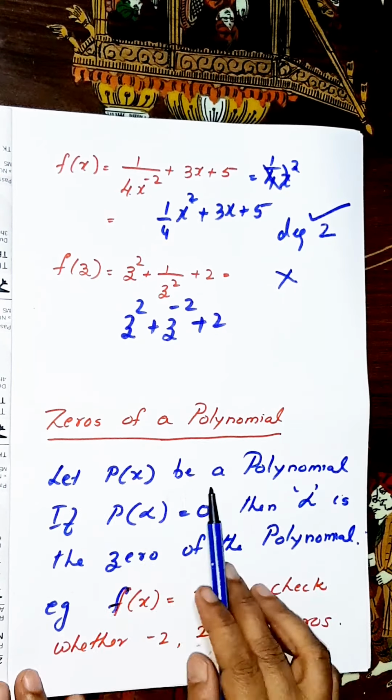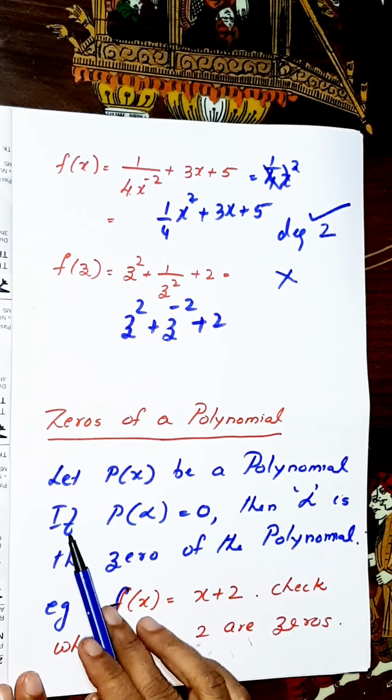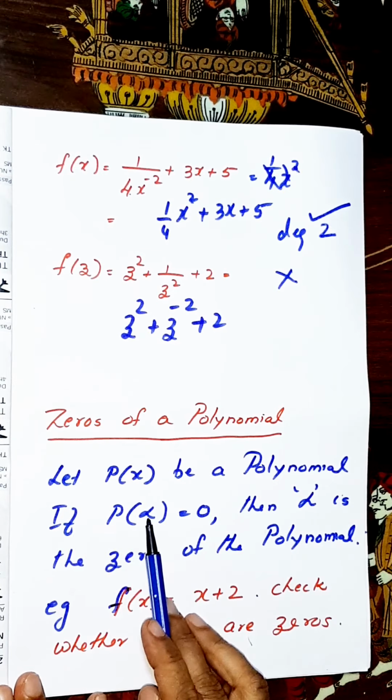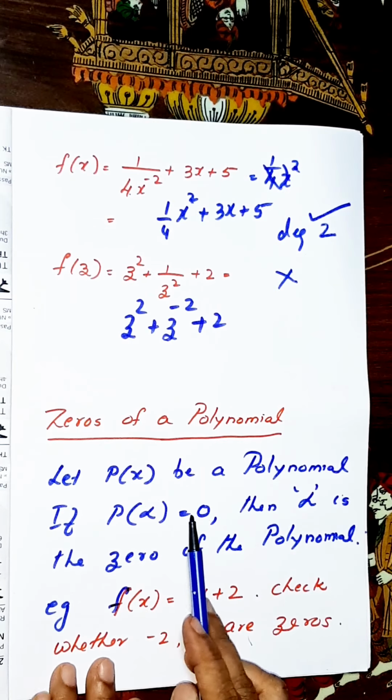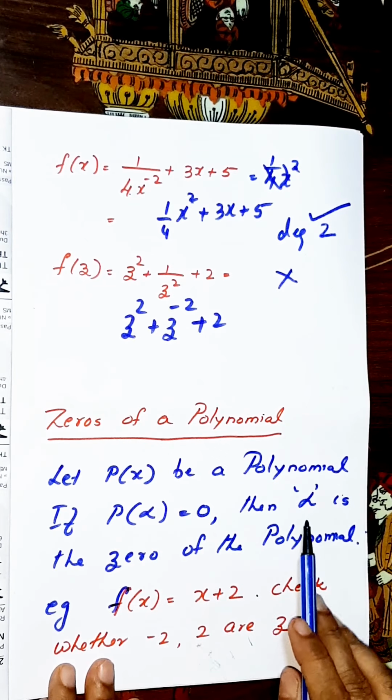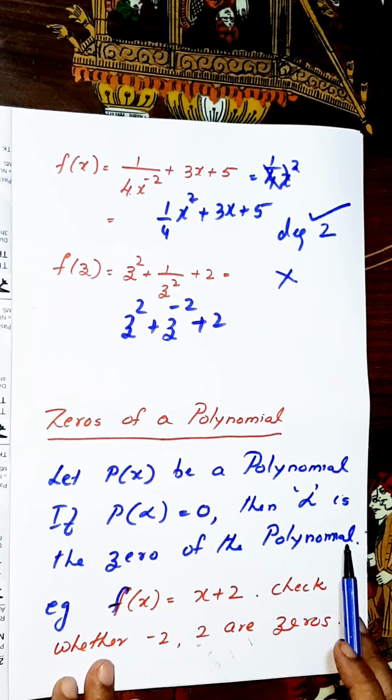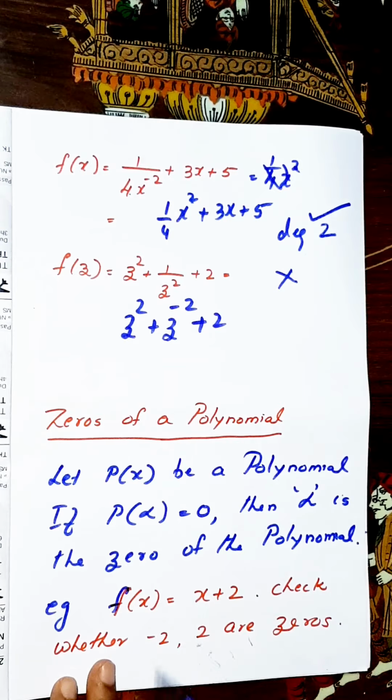So, let P(x) be a polynomial, and if you substitute some value for x, that is alpha, and you get the polynomial equal to 0, that is, if P(alpha) is equal to 0, then alpha is the zero of the polynomial. I will explain with an example.